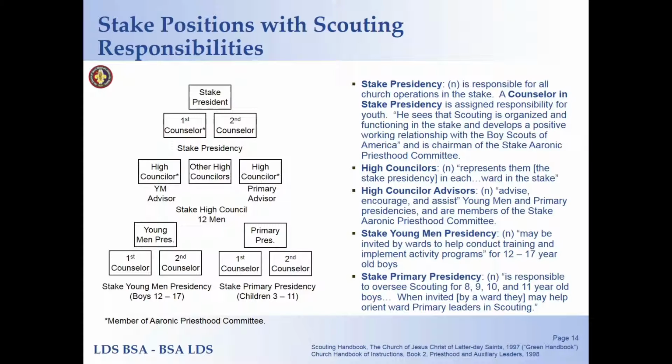Typically, there's a high council advisor for the young men and the primary presidencies. Both of these advisors are part of what's called the Stake Aaronic Priesthood Committee. In addition to the high counselors, who also have other administrative responsibilities besides just young men and primary, there are dedicated presidencies for the young men and for the primary. The young men, again, are boys ages 12 and older, whereas the primary presidency is responsible for boys ages 11 and younger.